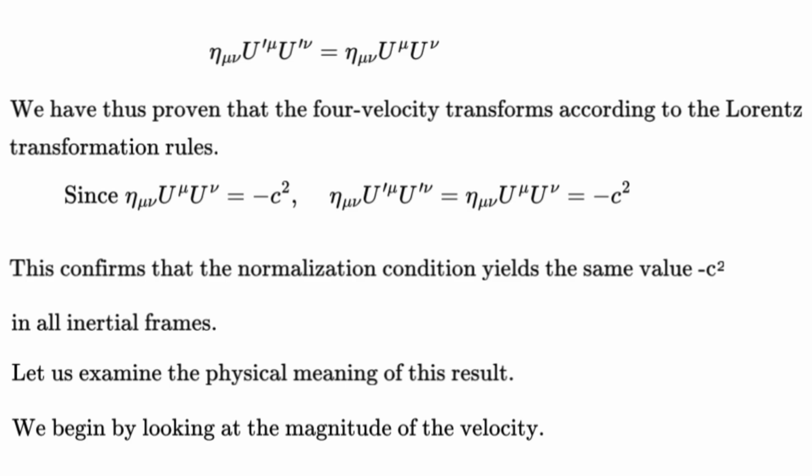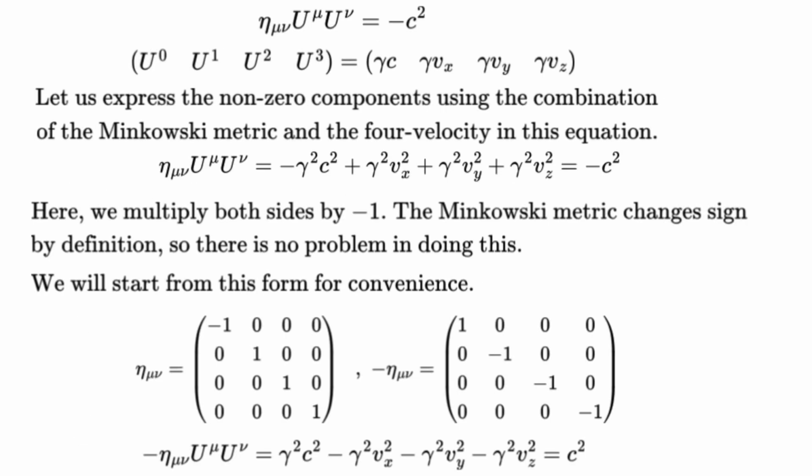Let us examine the physical meaning of this result. We begin by looking at the magnitude of the four-velocity. Let us express the non-zero components using the combination of the Minkowski metric and the four-velocity in this equation. Here, we multiply both sides by -1. The Minkowski metric changes sign by definition, so there is no problem in doing this. We will start from this form for convenience.